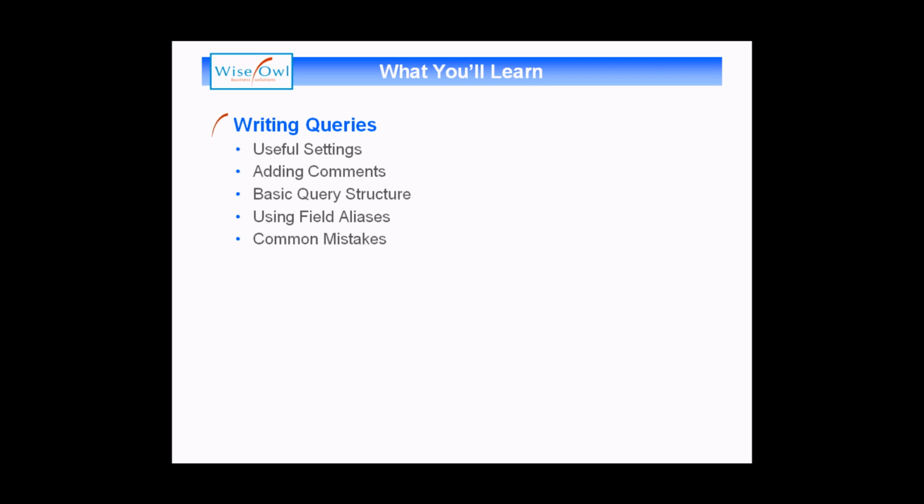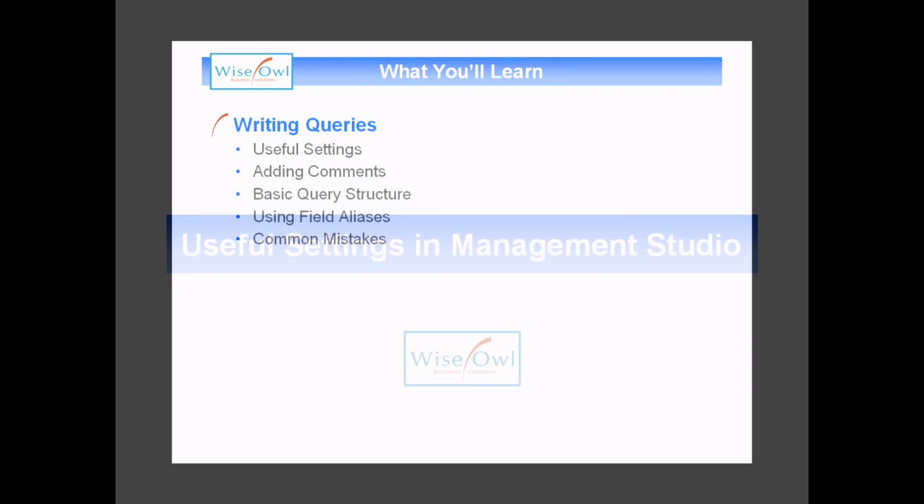We'll talk about the basic query structure involving the two main SQL keywords. We'll show you how you can add an alias to a field to give your column headings more sensible titles. And finally, to save you tearing your hair out, we're going to show you a few of the common mistakes people make when writing basic SQL queries. So let's get started.